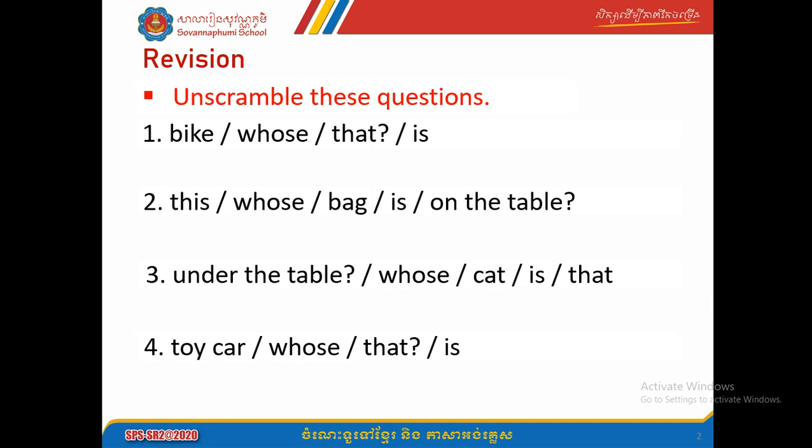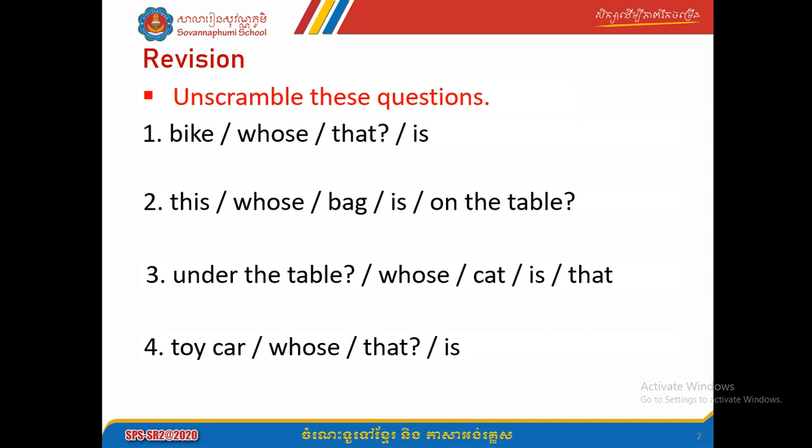Okay, number one is: a bike, whose that is. When you want to make a question with whose, you start with whose, and then plus a noun, and then plus the verb to be. So let's see number one. What is your answer?